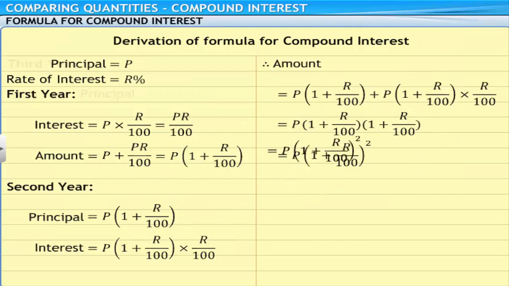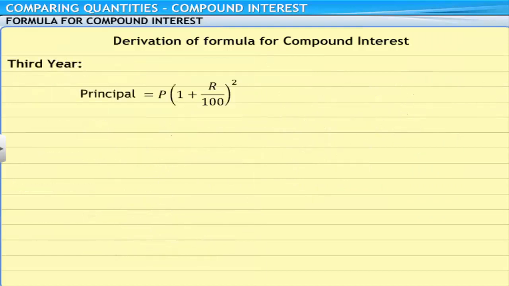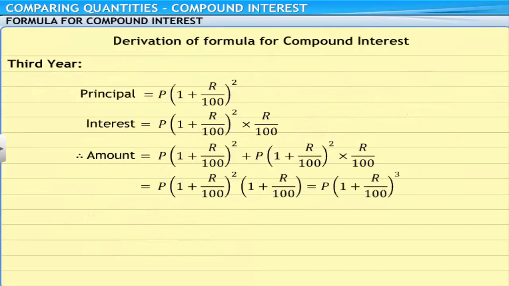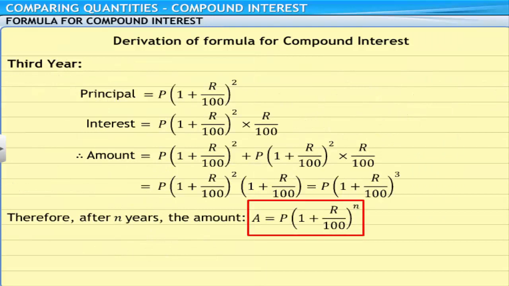Now, this amount will be the principal for the third year. Calculating the interest and amount, we see that the amount after 3 years is P multiplied by (1 + R/100) cubed. So, this way we can find that after n years, the amount will be P multiplied by (1 + R/100) raised to the power of n.